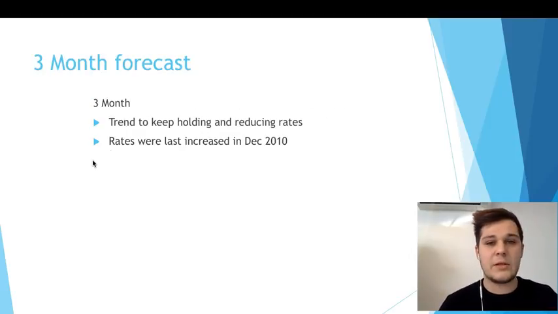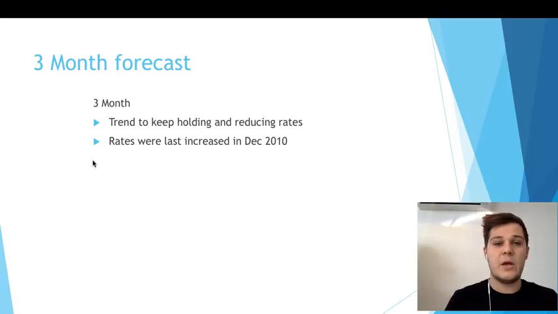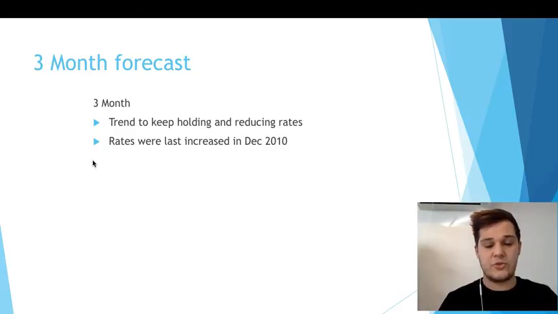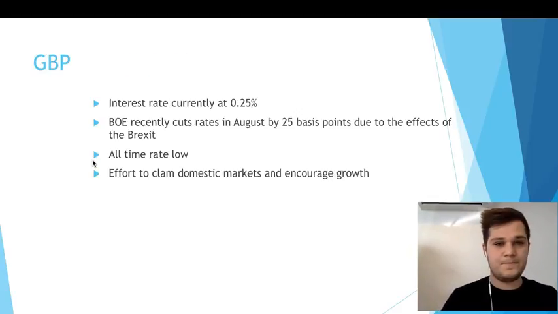The 3-month forecast is a trend to keep holding, as well as reducing interest rates. Again, figures in regards to inflation and growth will come into consideration when holding or decreasing interest rates. Again, the rates were last increased in 2010, so it's safe to say that the interest rates will continue to decrease.